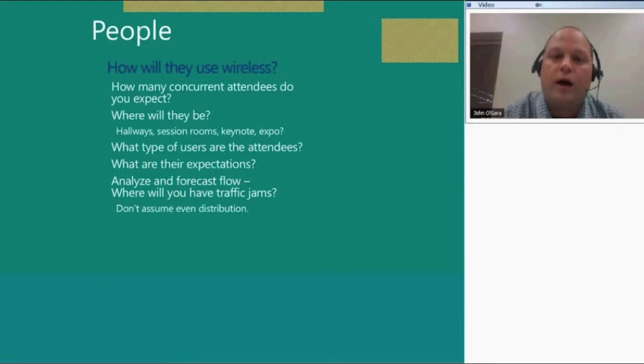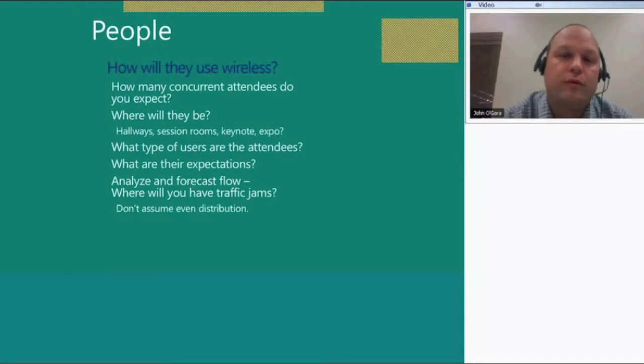The other thing we'll look at typically is the people. How will our attendees use the wireless network? How many of them do we expect to have at the event, and how many will be online at any given time? At Microsoft, our typical event load is between 25 and 50% of the attendees at the event actually using the wireless at any given time.